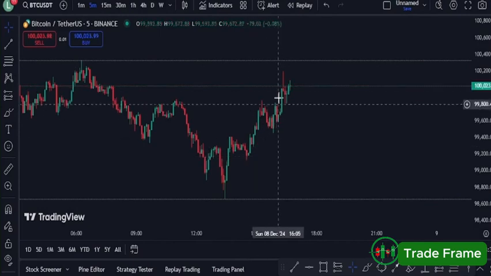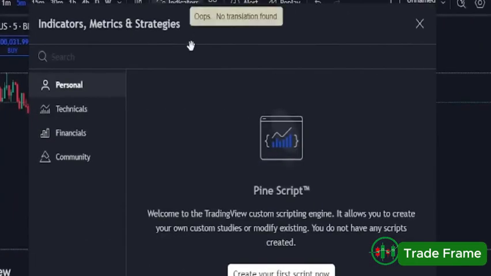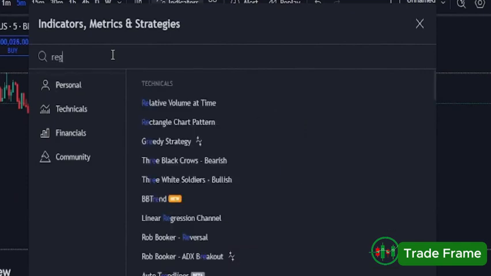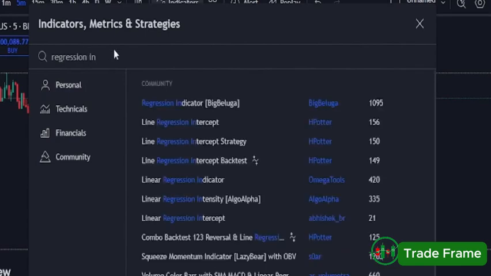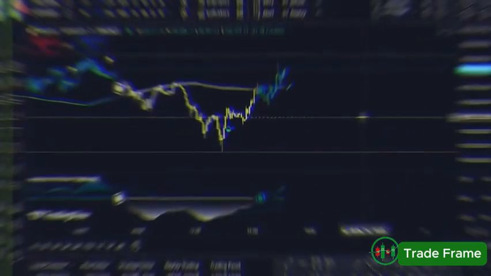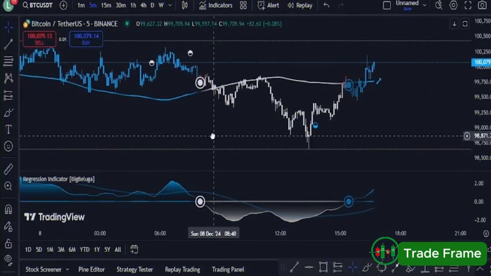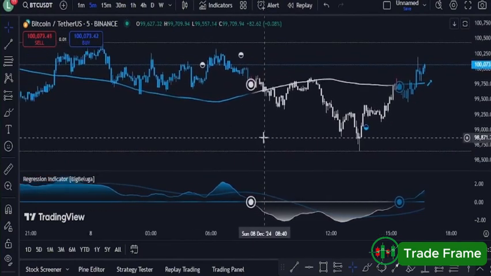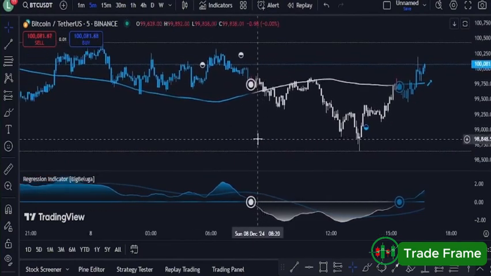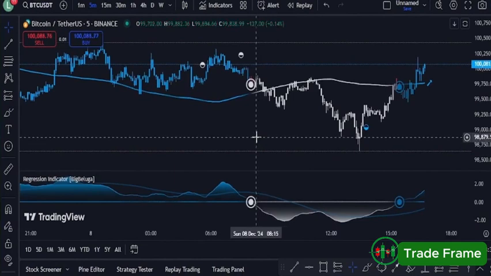Next, we open the Indicators tab and type Regression Indicator in the search bar. Look friends, we need the regression indicator, so we click on it to open it on our chart. Very well, first we will explain the different components of this indicator and how to use it for trading. And using the second indicator, we will cover an awesome strategy.